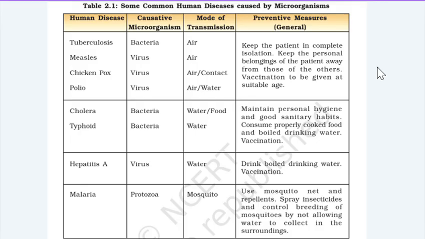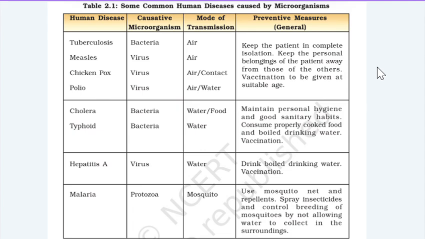malaria. Malaria is due to protozoa, and the mode of transmission here is the mosquito. Preventive measures: use mosquito nets and repellents. Spray insecticides and use controlled breeding measures for mosquitoes by not allowing water to collect in our surroundings. We should avoid stagnated water.